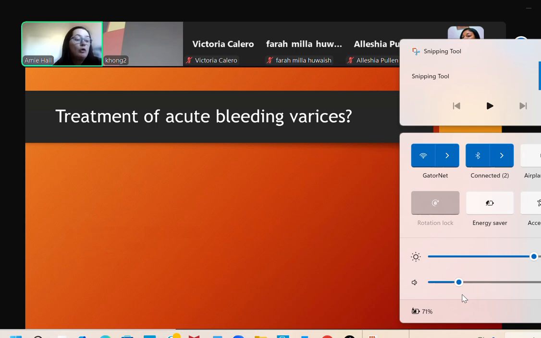What if we were not able to prevent the bleed and the patient comes to the ER and is admitted with an esophageal varice bleed? What do we give them?